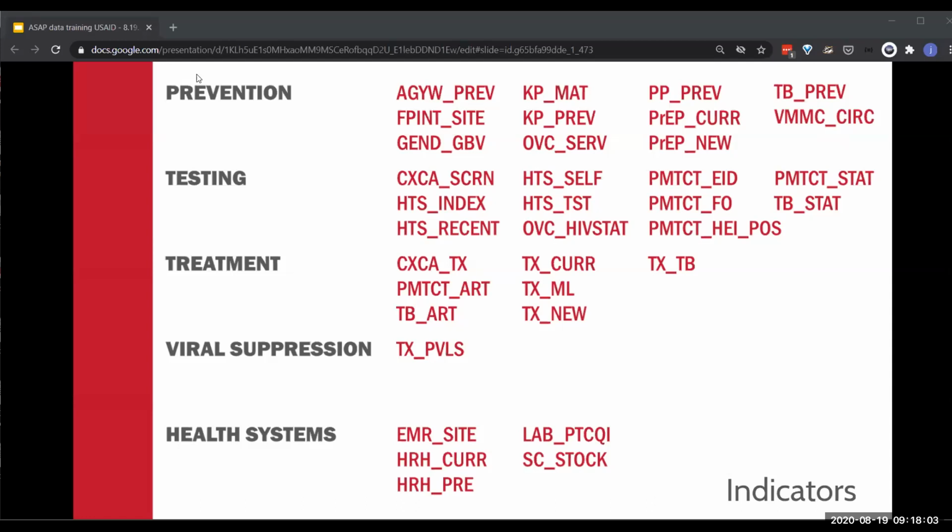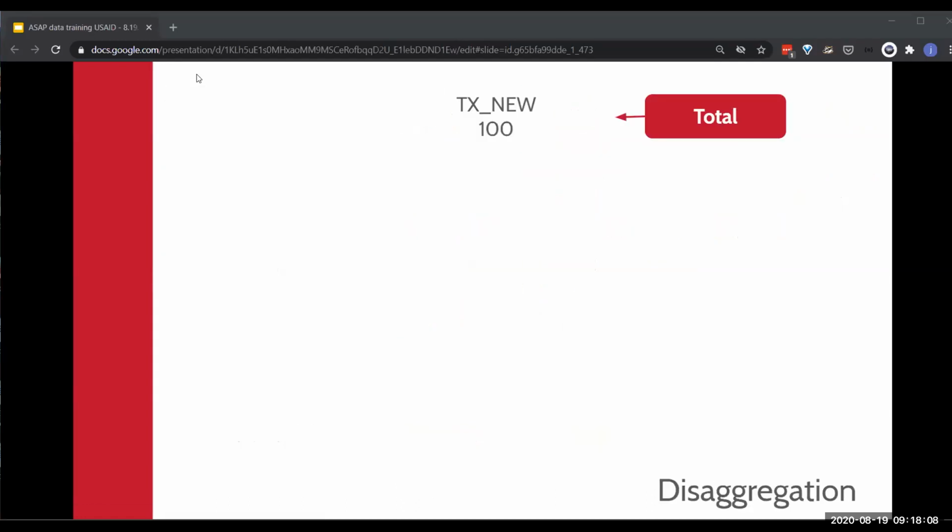If you take any one of these indicators, we talk about something called disaggregation a lot in PEPFAR. So we're going to take TX new, the number of new people on treatment. If you start with a TX new of 100, that's your total. So in one quarter as a partner, I enrolled 100 new people on treatment. We also want the sex disaggregation because PEPFAR cares about subpopulations and how we're doing in certain subpopulations. So of those 100, 60 were female and 40 were male.